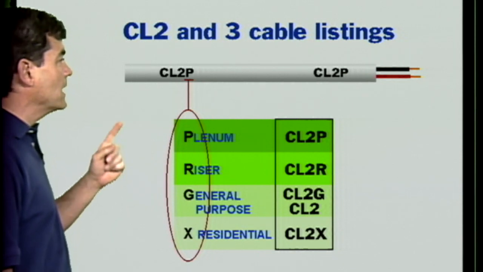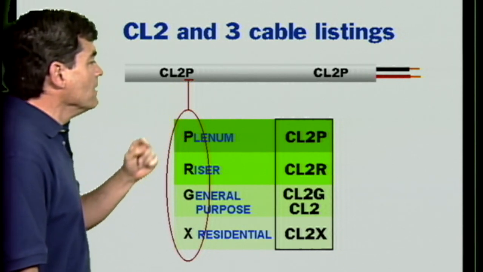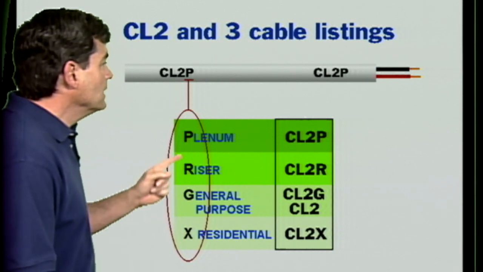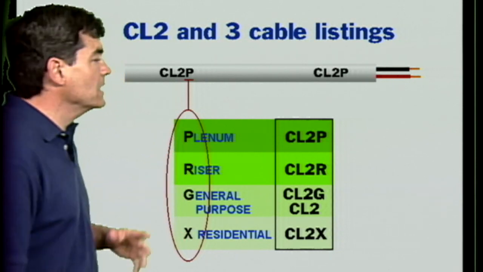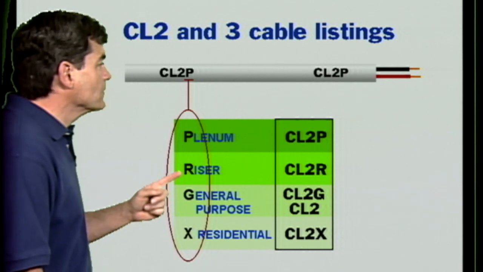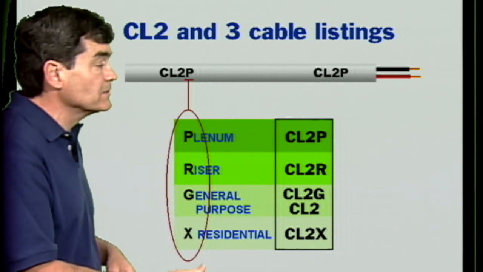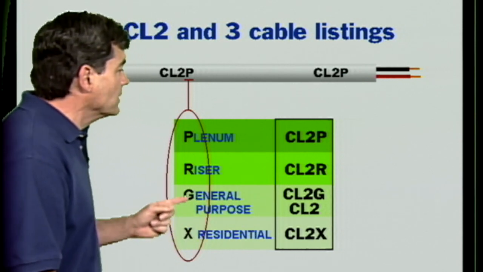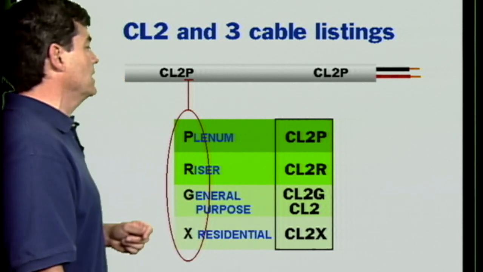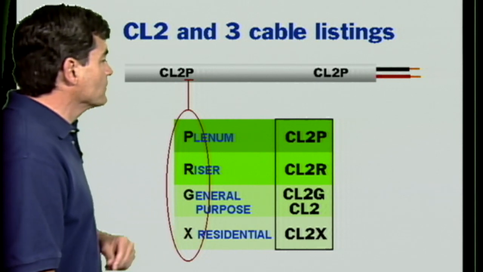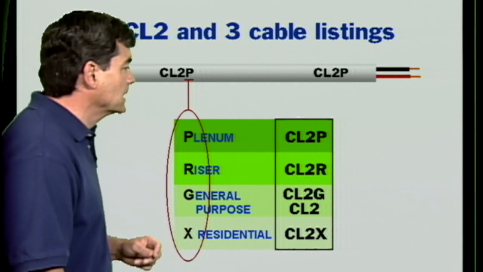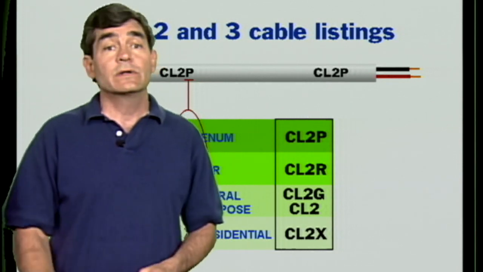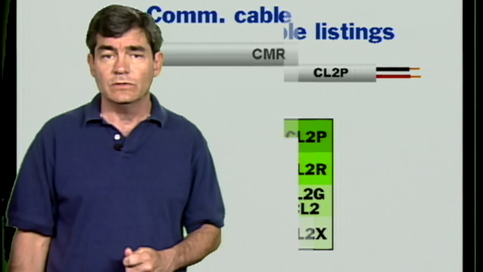This will be the letters CL2 or 3, followed by another letter to identify the allowed application. P is for plenums, ducts, and air handling spaces. R is for use in risers or vertical shafts that penetrate more than one floor. G, or no letter, stands for general purpose, meaning locations other than plenums or risers. And X is for residential, designated for single and multifamily dwellings and raceways. Any of these designations are acceptable for residential applications.